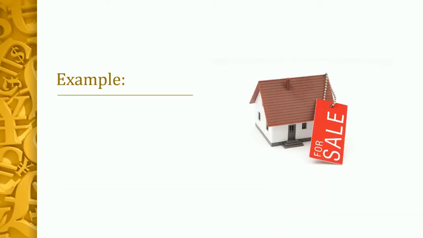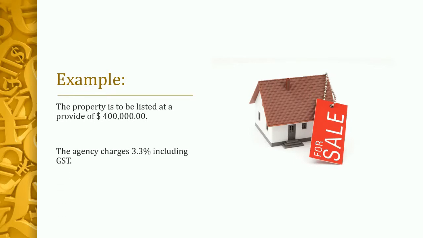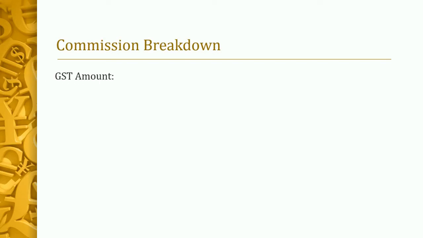For this example, we're looking at a house which is listed for $400,000 and the agency is charging a commission of 3.3%. The total commission is calculated by taking the $400,000 and multiplying it by the 3.3%, and you get a total of $13,200. But it doesn't end there, because the total commission consists of both the GST and also the non-GST component, so we must break this down.